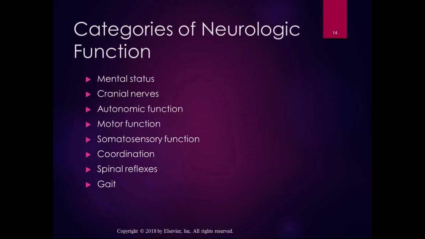So the categories of neurologic function are mental status. So is the patient alert? Are they disoriented? Are they confused? Cranial nerves, autonomic function, motor function, somatosensory function, coordination, spinal reflexes, and gait. And all of those things are tested in the neurological exam.